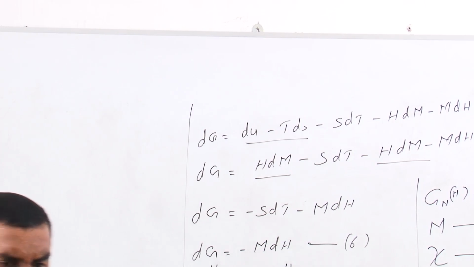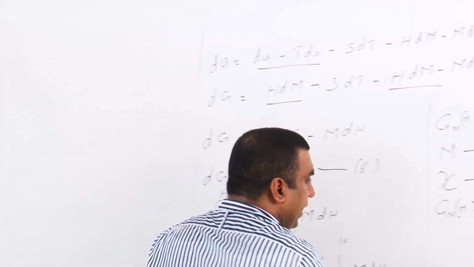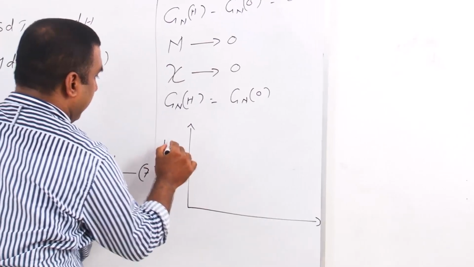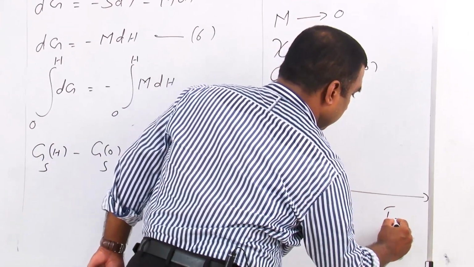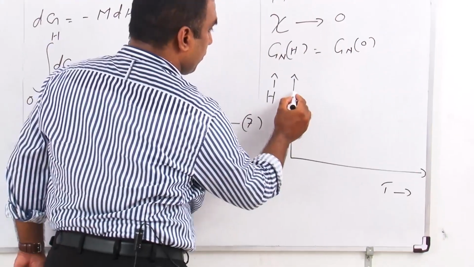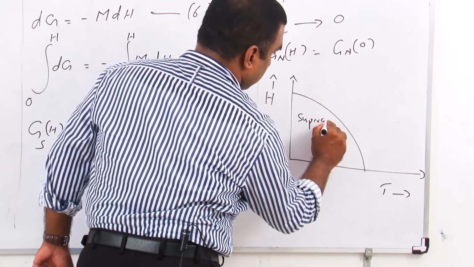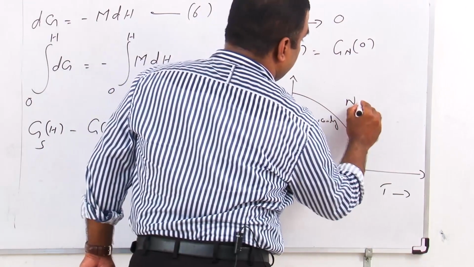We have already discussed that the variation of magnetic field with temperature is very smooth. Here we have the superconducting state, and here we have the normal state.